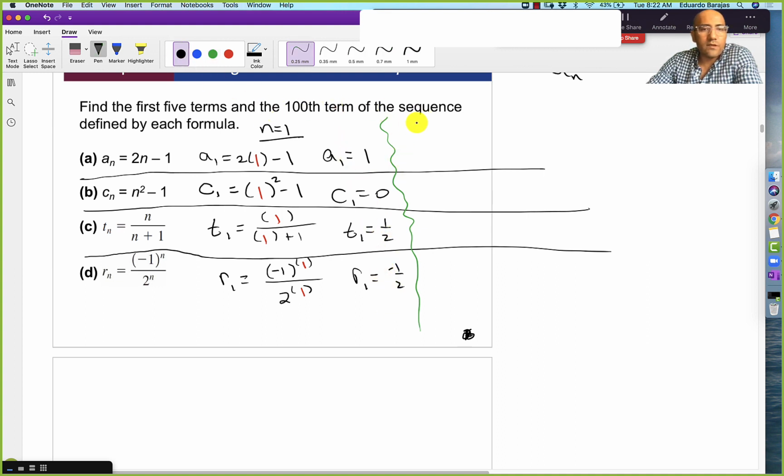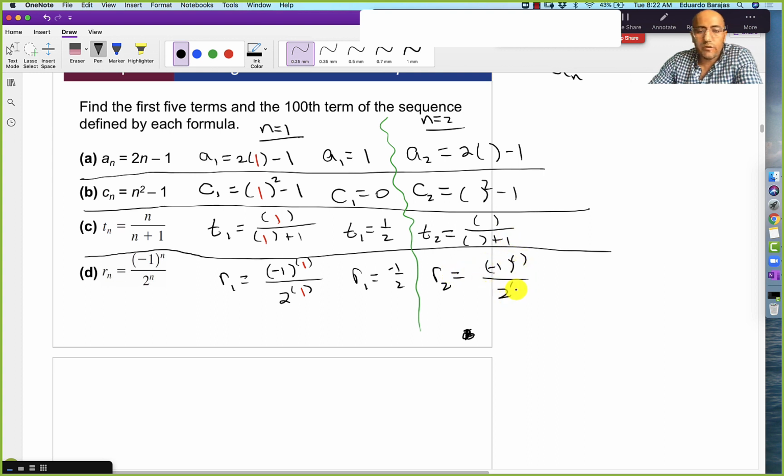Now we've got to move on to n equals 2. Find the second value. Then we have a sub 2, c sub 2, t sub 2, r sub 2, and this one was 2 blank minus 1, blank squared minus 1, blank divided by blank plus 1, negative 1 to the power of blank all over 2 to the power of blank. And now we're going to let n equal 2. So we'll have a 2 there, a 2 there, a 2 there, a 2 there, a 2 there, and a 2 there. Okay. So here we'll end up with a sub 2 equals 4 minus 1, which is 3.